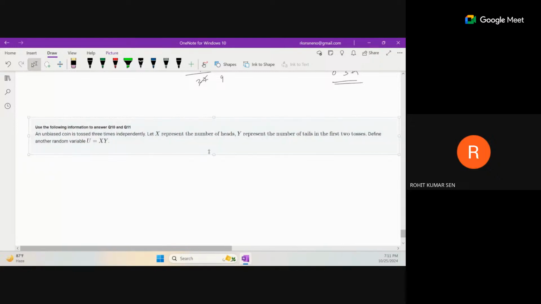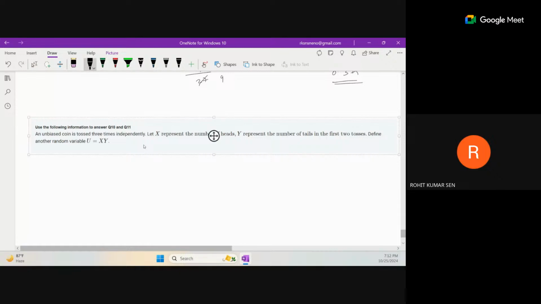An unbiased coin is tossed 3 times independently. Let X denote the number of heads, Y denote the number of tails in the first two tosses. Define another random variable U equal to XY. So what we are doing, we are tossing a coin which is unbiased 3 times.